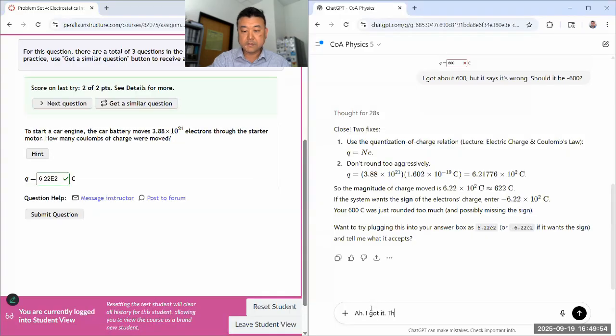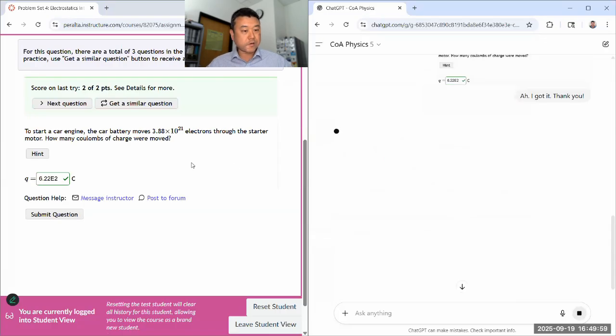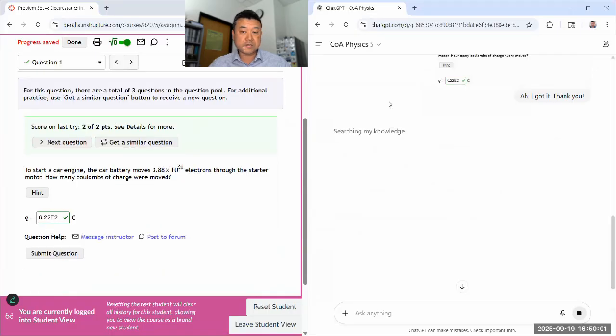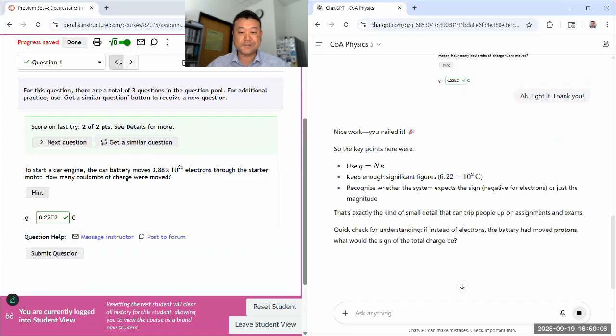I got it. Thank you. So that was a test question. Well, one of the easier questions is to see if a custom GPT will answer the whole thing for me, and it's the kind of interaction that I was hoping for. So I think so far it's good.